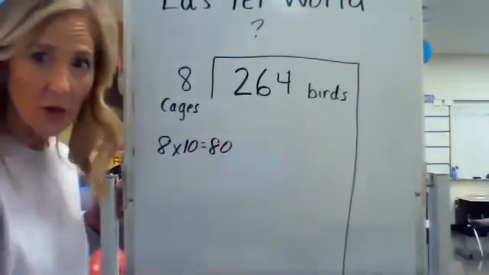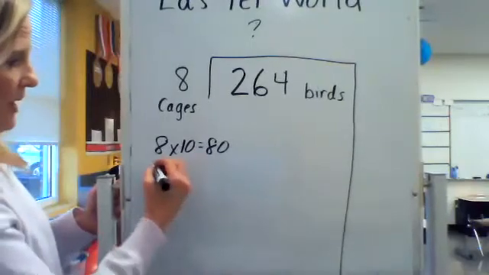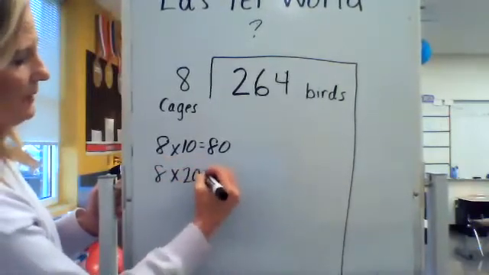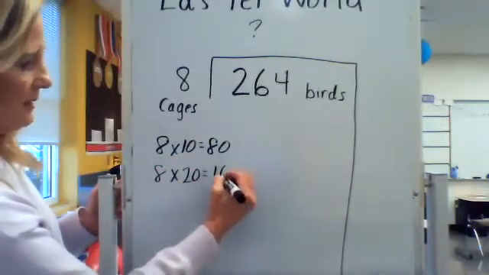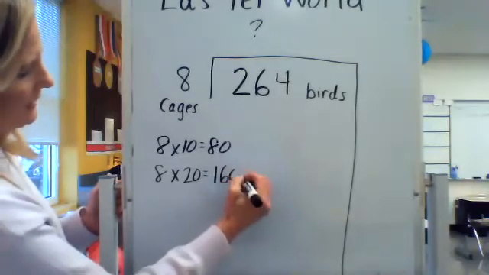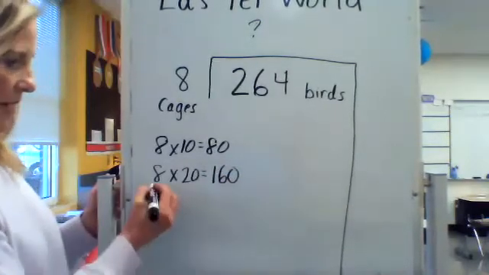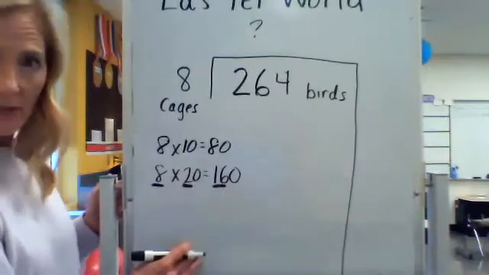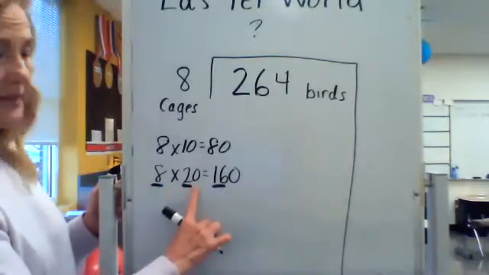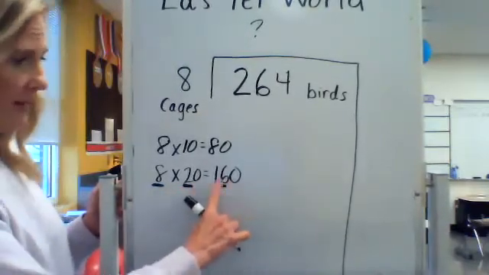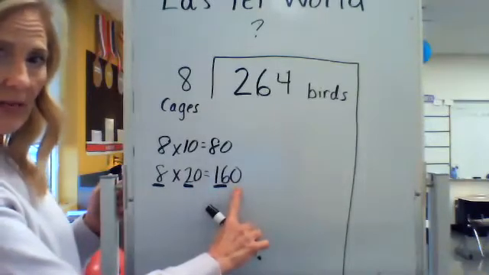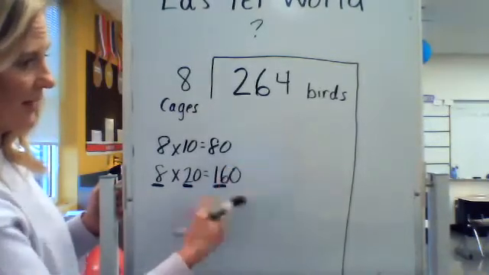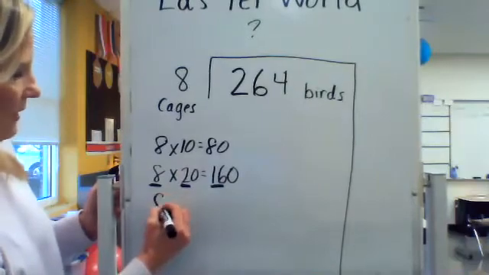I don't want to go 8 times 100 because that's too big, so maybe I'll just multiply 8 times 20. 8 times 20 is 160. So 8 times 2 was just 16, right? But if it's 8 times 10 times greater than 2, which is 20, my product is also going to be 10 times greater, and that is a great way to get those numbers high as well.